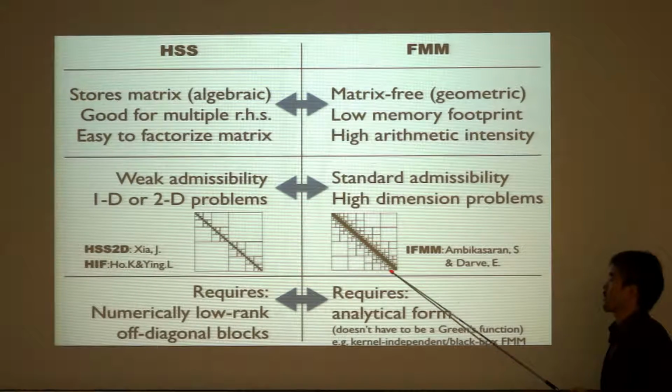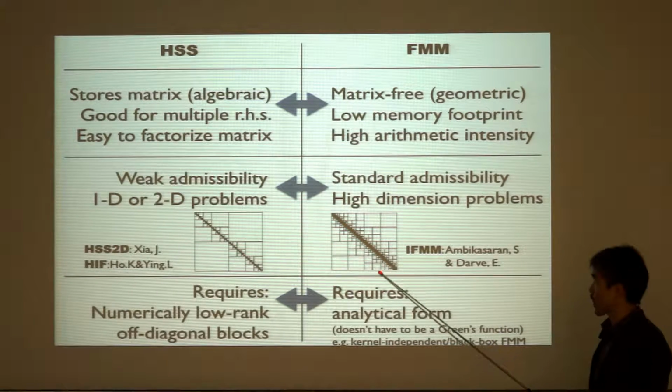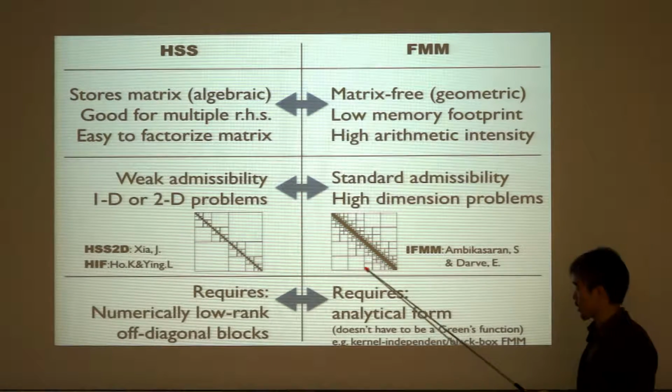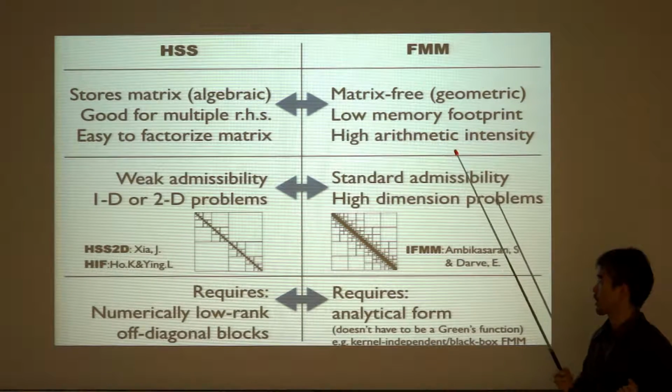But this is the part that allows you to sort of handle higher dimensions and still have low rank. So you'll have more boxes with low rank, and I'll discuss briefly the balance between having more boxes and having higher ranks.